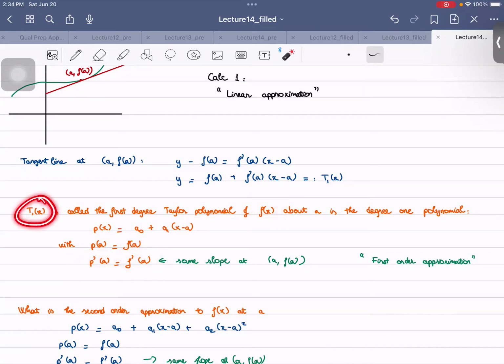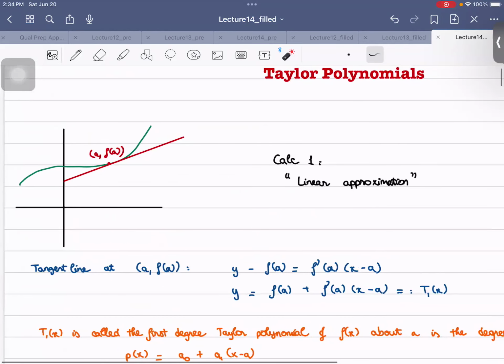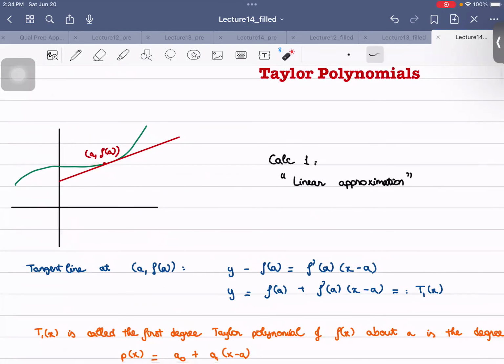T1 of x is the first degree Taylor polynomial of f of x about the point A if it has the linear form, which is a first degree polynomial. You see that x is to the power of one, and more than that, this polynomial has the same output as the function f at A, and it also carries the information about the slope of the function at A. So it mimics the behavior of the function around the point A, f of A.